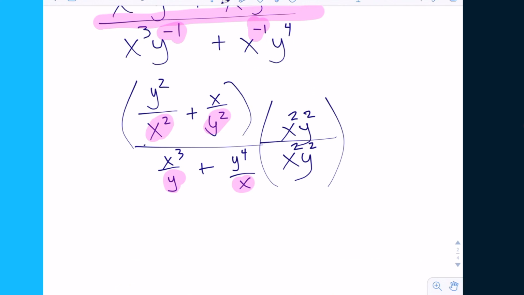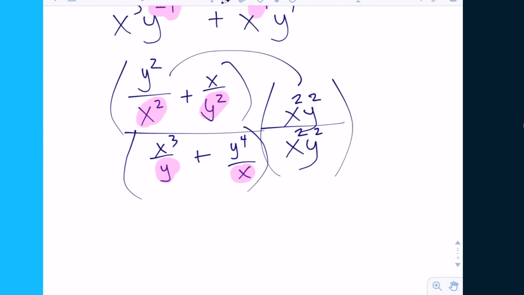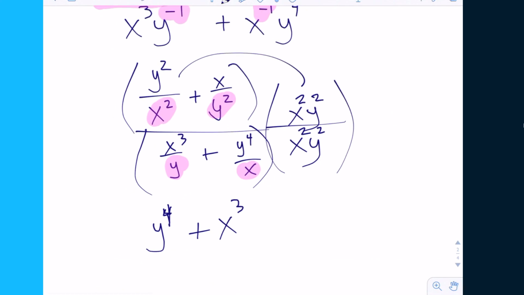Now I'm going to quickly distribute. I'm going to put parentheses around the numerator and denominator. When I distribute to the top, look what happens. Your x squareds divide out, and you're left with y squared times y squared, which is y to the fourth. Plus, in the next term, your y squareds divide out, and you're left with x times x squared, which is x cubed. And that's the numerator.